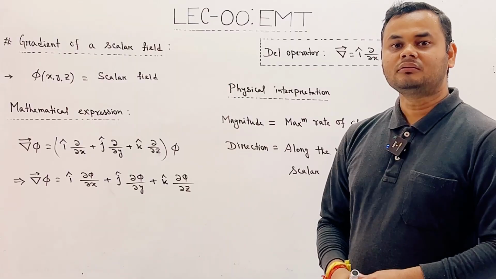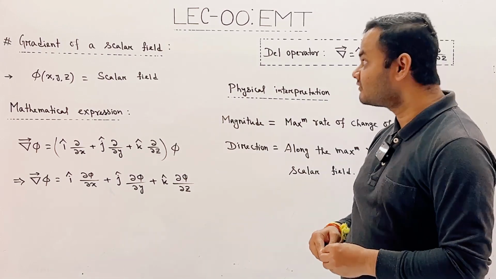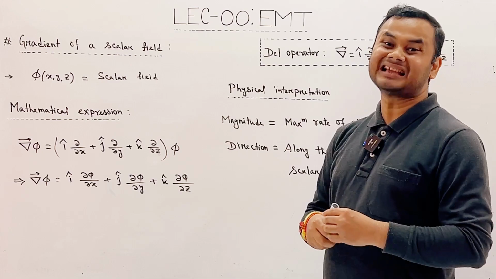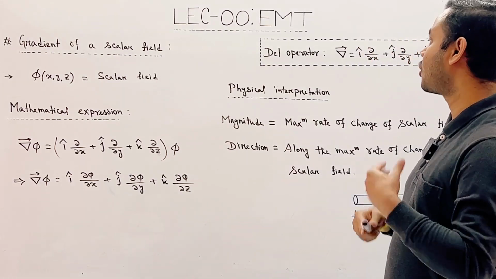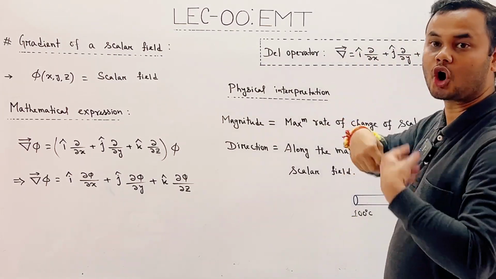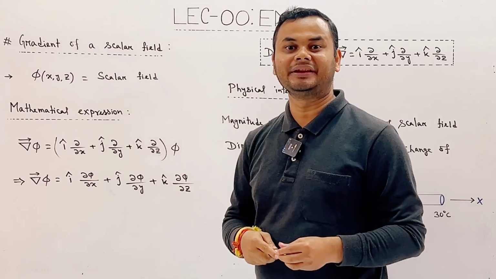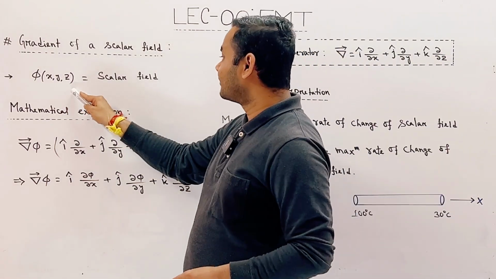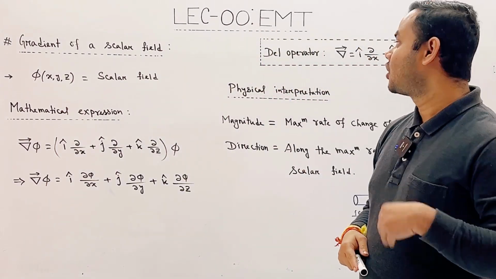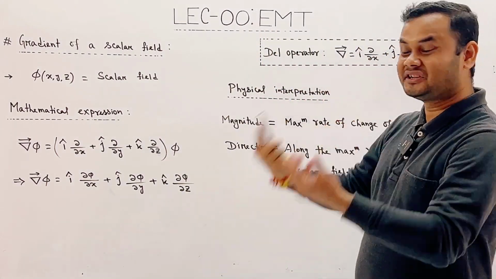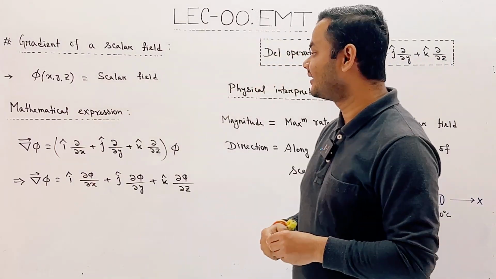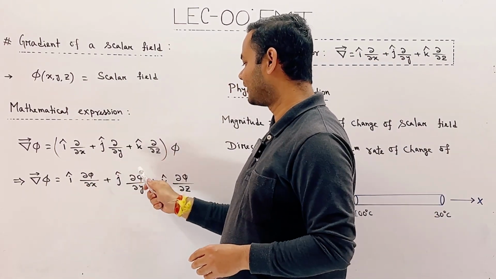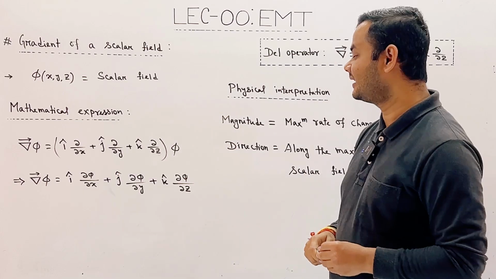Okay? Now, let me define the concept of gradient of a scalar field. Students, in my previous section, I already mentioned to you that when the del operator operates on scalar field, then we get the gradient. So, suppose phi(x, y, z) is a scalar field. When this del operator operates on phi, then we get the gradient of phi as i cap del phi/del x plus j cap del phi/del y plus k cap del phi/del z.